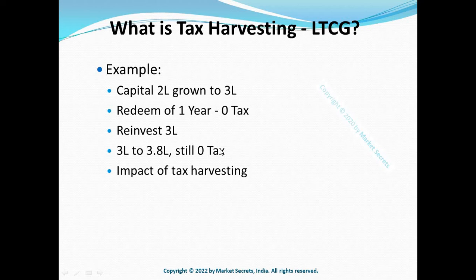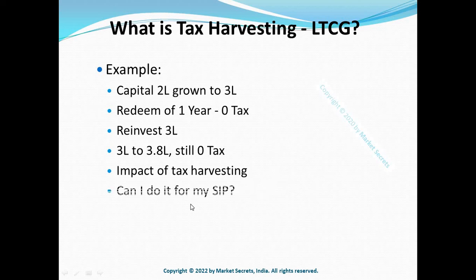And for this, you would have to pay 10 percent tax on the amount that exceeds 1 lakh rupees. So first 1 lakh will be completely tax free. For the remaining 80,000 rupees, you need to pay 10 percent tax. So if you have redeemed this in one shot, you would have to pay 8,000 rupees as LTCG tax. But since we have done this tax harvesting, we have saved this 8,000 rupees in unnecessary taxes. This is the beauty of tax harvesting.